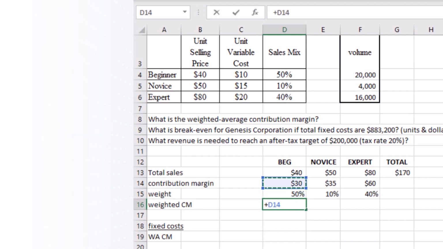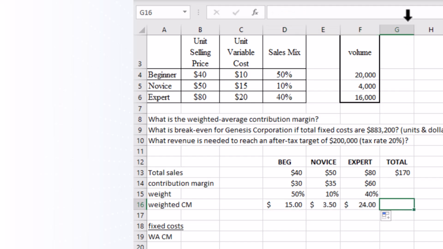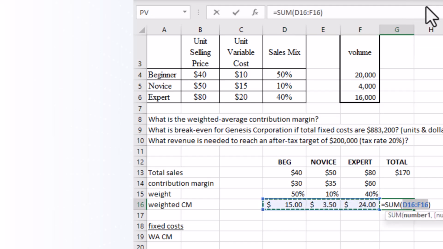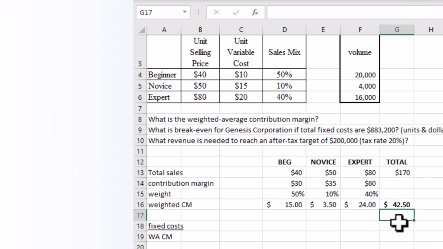So we take the contribution margin times the weight, how big a footprint it has in the sales volume or sales mix of the company. And we would do that for all of them. And then we could add that up and get the weighted average contribution margin per unit. There's no unit that's actually at 42.50.